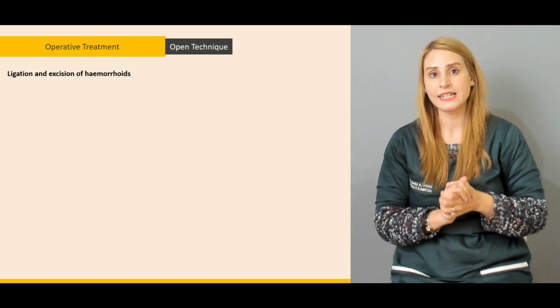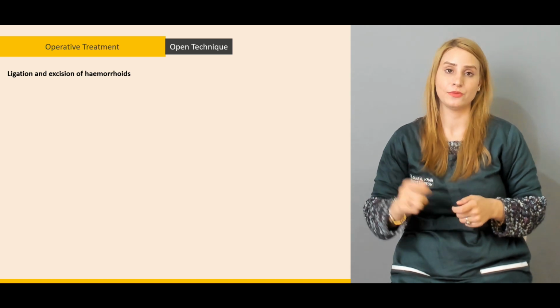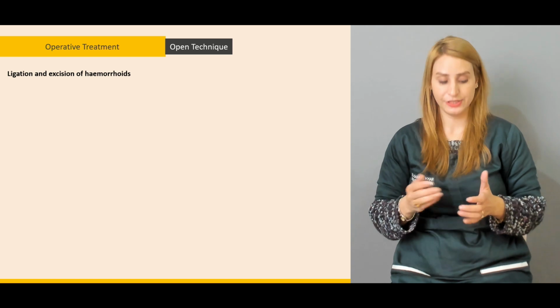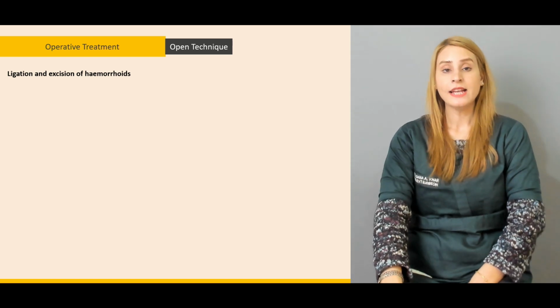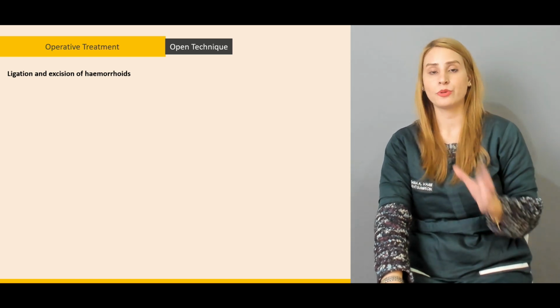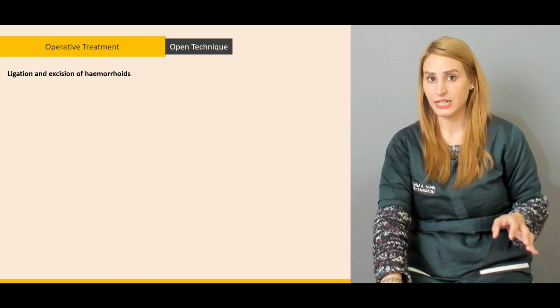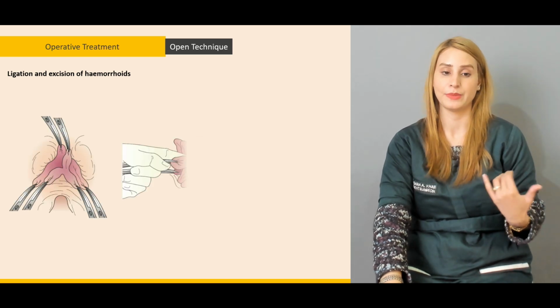The closed technique is a USA-based technique, where you ligate and excise the whole of the hemorrhoid, then you close the submucosa with the Vicryl suture. So make a lithotomy position or prone jackknife position, do the proctoscopy and visualize it, and do the hemorrhoidectomy by open technique or by closed technique.